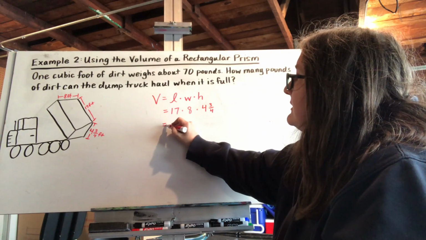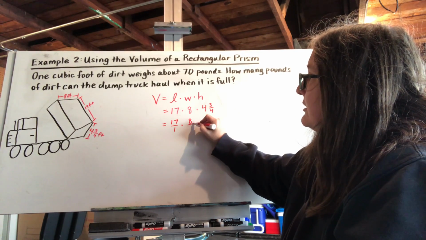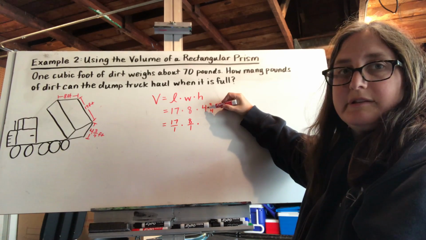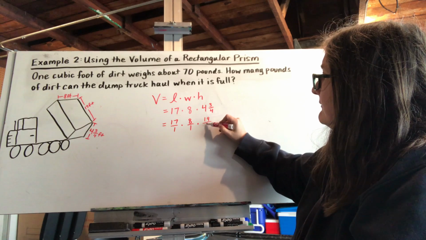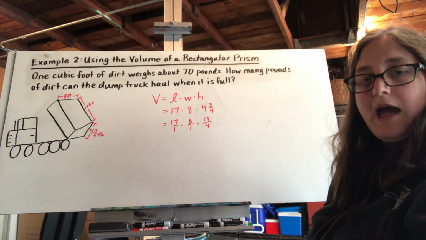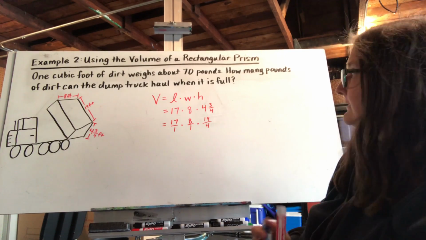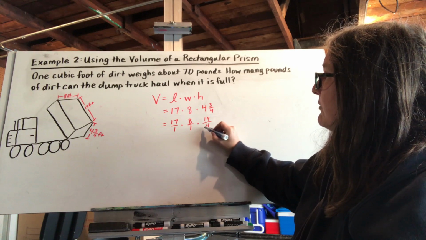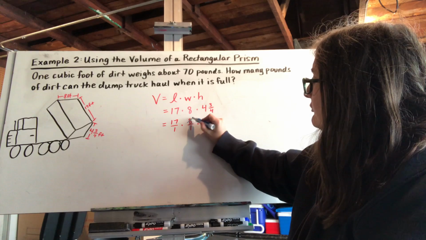So to make 17 a fraction, I'm just going to write 17 over 1. 8 will become 8 over 1. And for this fraction, I'm going to do 4 times 4 is 16, plus my 3 is 19 fourths. I always want to check if there's any cross reducing. Finally, in this problem, I see some. 4 and 8 will cross reduce. I can divide them both by 4. 4 divided by 4 is 1, and 8 divided by 4 is 2.